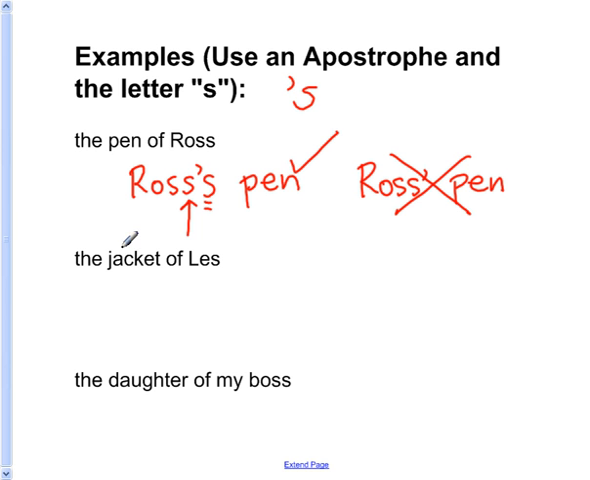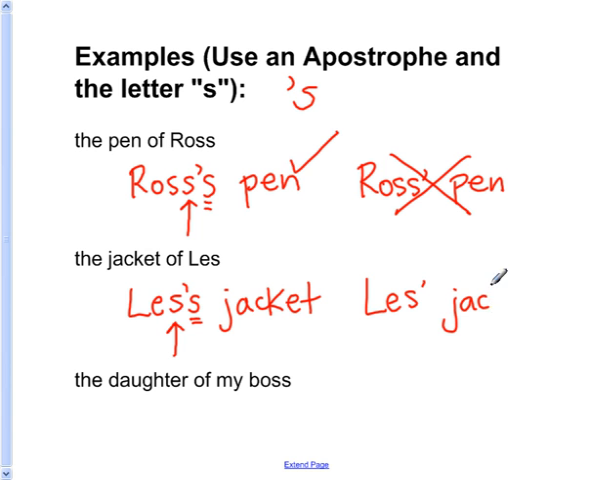The same with the jacket of Les. Les is the owner, and the item being owned is jacket. We know it passes the of test. We know we have possession, so we add an apostrophe S. We look at the last letter of the owner word. It's an S. That means we have to perform a sound test. Do we say Les's jacket, where we hear the extra S, or do we say Les jacket? No, we hear the extra S. So we actually hear Les's jacket. We hear the extra zus sound.